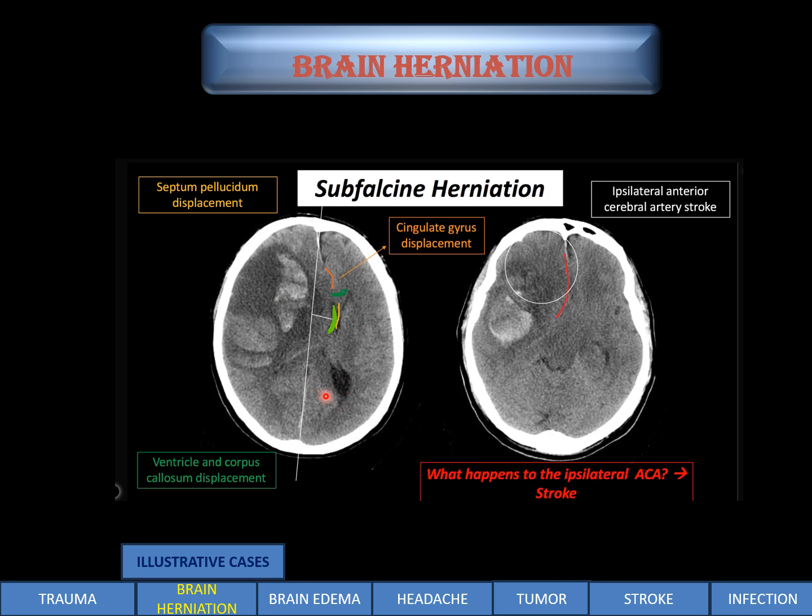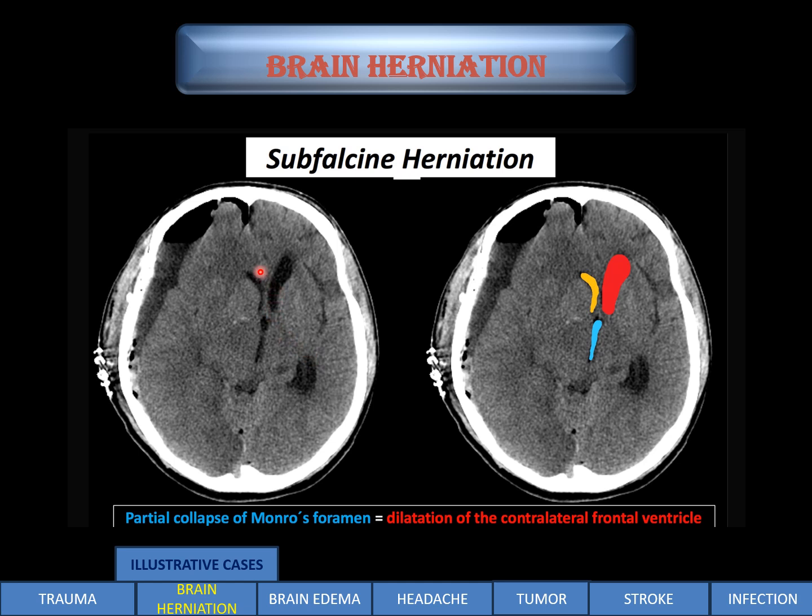So the importance of brain herniation lies in the fact that when the brain gets herniated, there are important structures or important arteries which get compressed, resulting in stroke. So here, if you are able to see in the subfalcine, this is a cingulate gyrus, this is the ventricles, and this is the septum pellucidum. So once it starts moving, the ipsilateral anterior cerebral artery is compressed, and because of that, the patient will land up with a stroke.